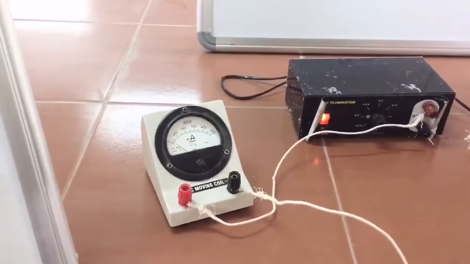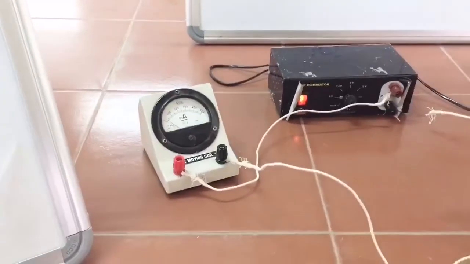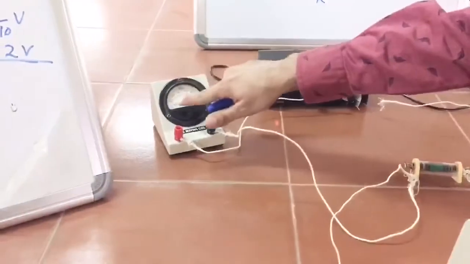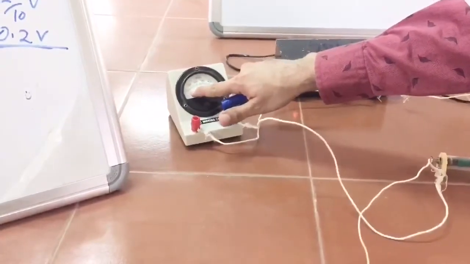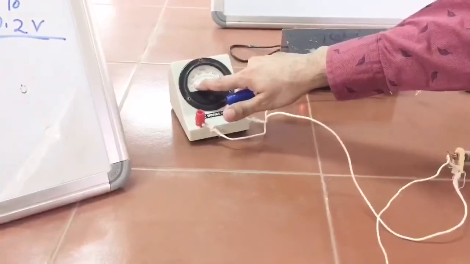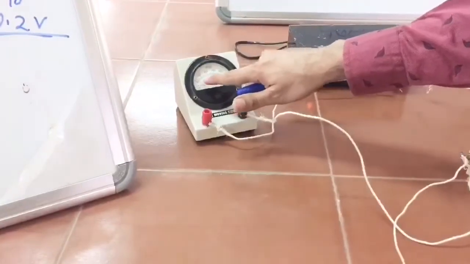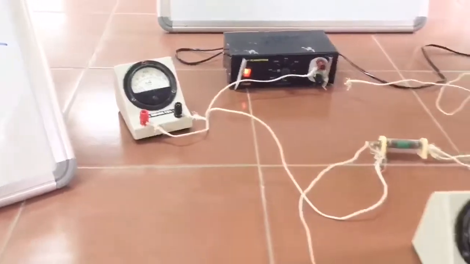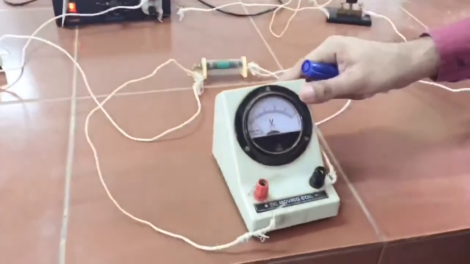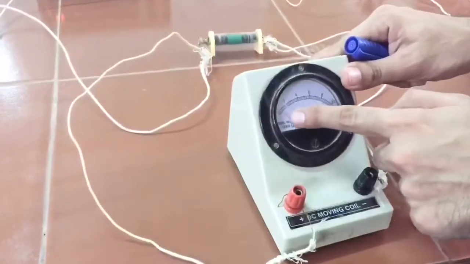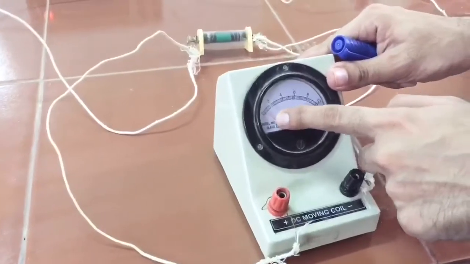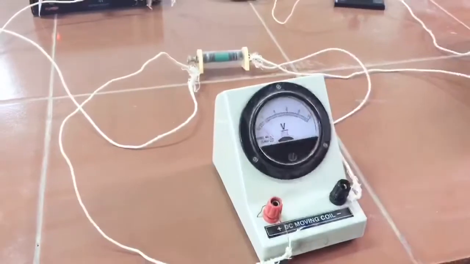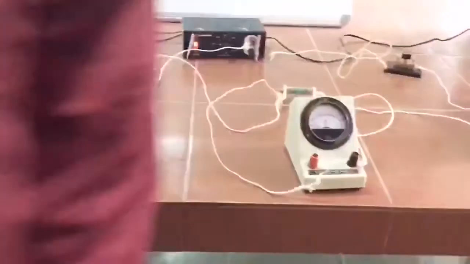Now the next step is how to take the readings. If you see closely, here comes the second division. So the least count of the milliammeter is 10, and the second division implies 20 milliampere. Corresponding to it, in the voltmeter section, again it's the second division. One division is 0.2, so the second division means 0.4. In this way you will take the readings.